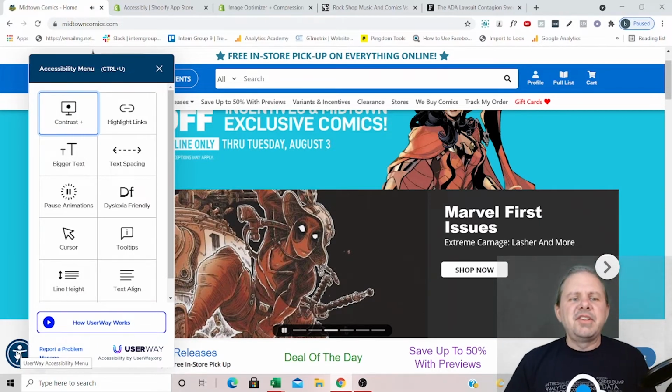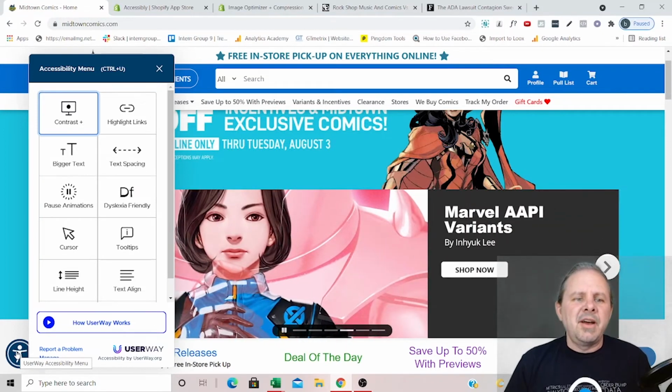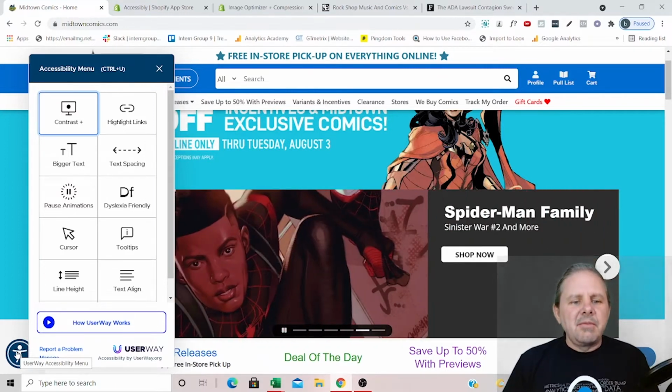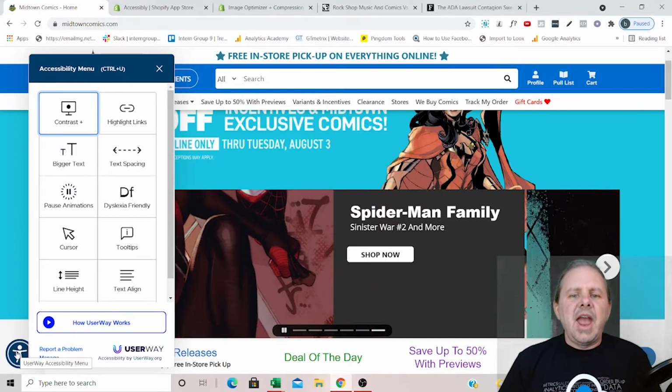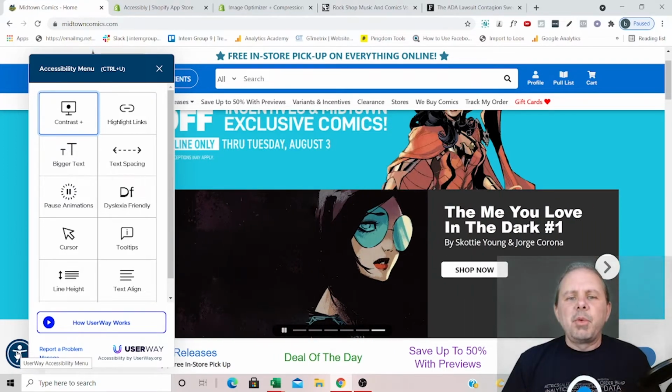Okay, then you have all these options that pop up where it can highlight links, you can increase the text spacing, increase the contrast, make the fonts larger, create tooltips, line height, all kinds of stuff. And this, again, is for people with disabilities.